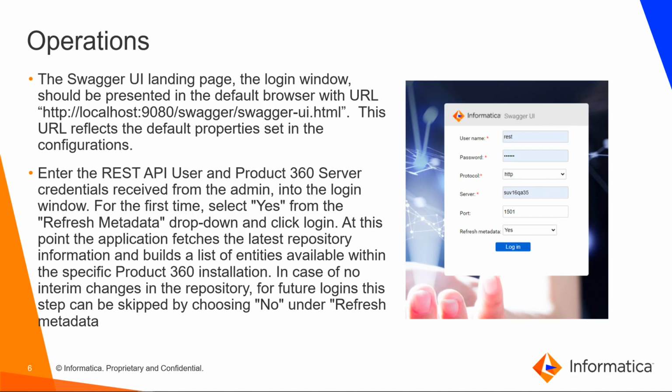Once we hit the URL in the browser, the UI page will appear where we need to enter the REST API user and Product 360 server credential. For the first time, we need to select yes on refresh metadata and then click login. At this point, the application fetches the latest repository information and builds a list of entities available in Product 360. In case of no changes in the repository, for future logins, click on no under refresh metadata. So for any changes in the repository, this metadata refresh action should be performed again.